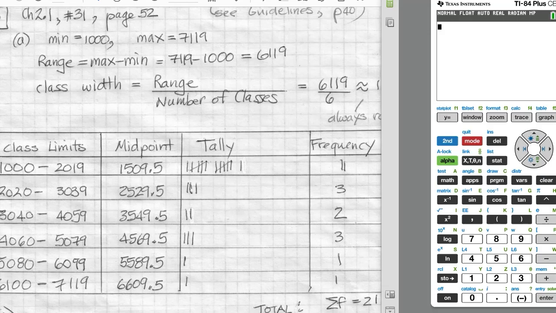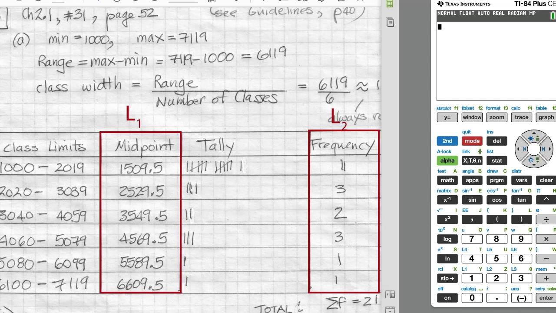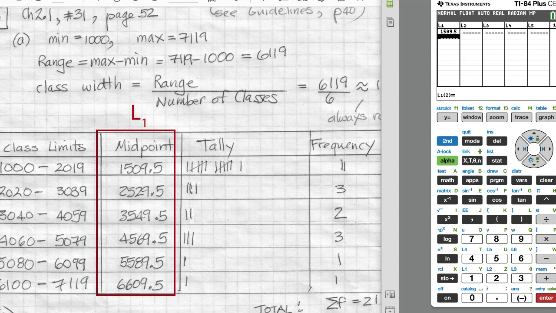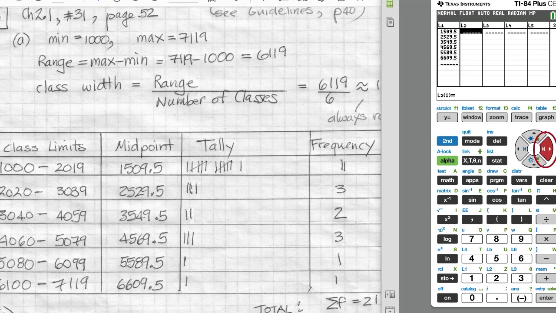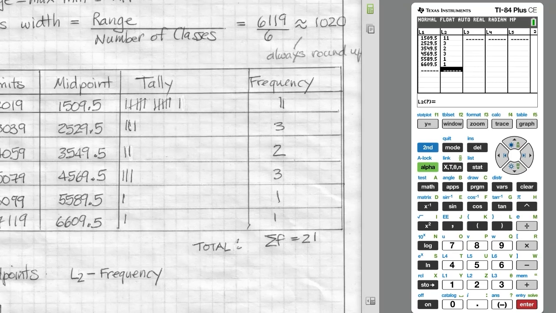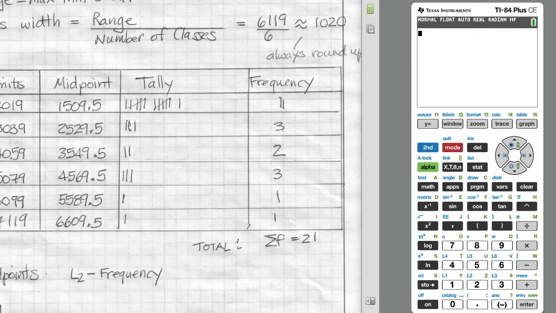So the two things I need here are the midpoints. I'm going to put those in L1, and the frequencies, I'm going to put those in L2. So stat, edit, put the midpoints in L1. Then when I'm done with the midpoints, I'm going to arrow over to list 2 and enter the frequencies. At this point, it's a good idea to pause and double check your answers. This is usually where I make a mistake, is data entry. Second quit gets me back to the home screen, but my data's still in list 1 and list 2.